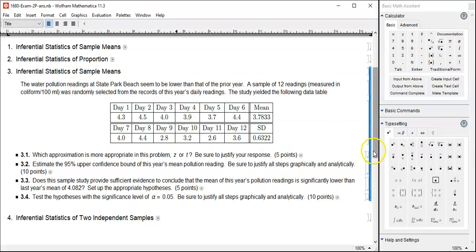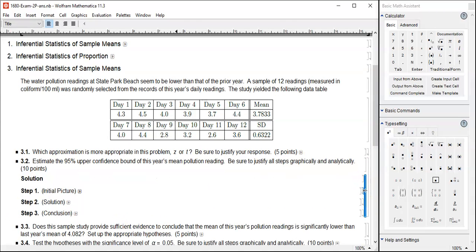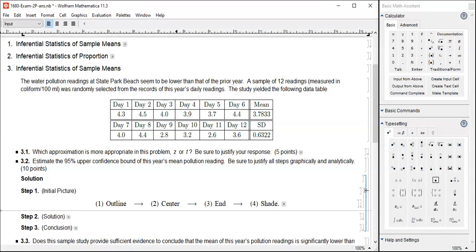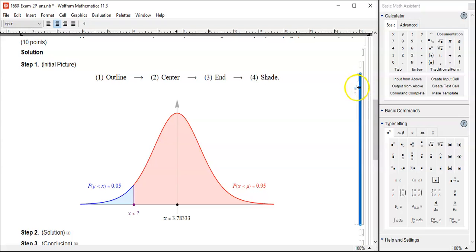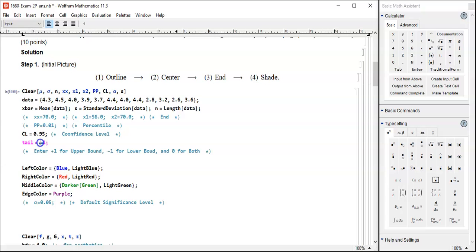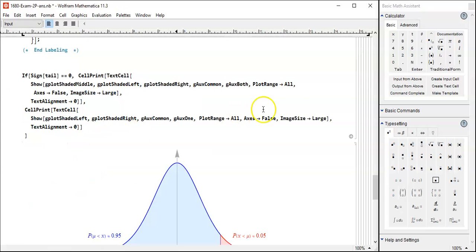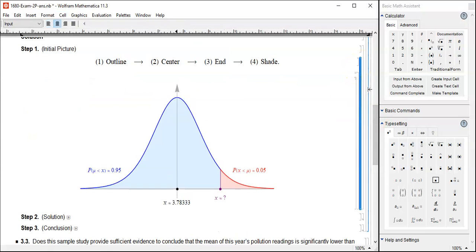All right, let's go to the problem 3.2. Estimate the 95% upper confidence bound. Here's the initial picture. And there is a typo here. Upper confidence bound. Okay, it should be upper confidence bound.